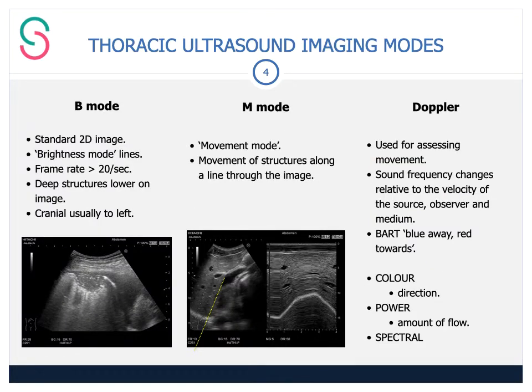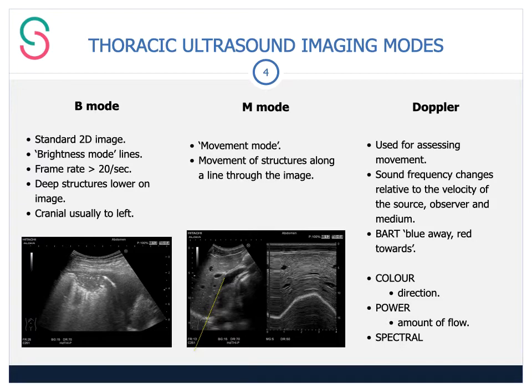In terms of imaging modes in lung ultrasound or thoracic ultrasound, there are some terms to be familiar with, including B mode, which is the so-called brightness mode or standard two-dimensional image. And typically when we orient the probe, we say cranial to the left of the image and caudal, or the feet, towards the right. Deeper structures are lower in the image, and superficial structures are towards the top of the image.